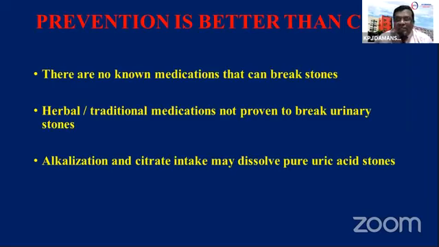Now, as far as current evidence is concerned, currently there are no known medications to break stones. None of it with an evidence base. Herbal and traditional medicines have not been proven to break urinary stones. There are many medicines that have been used in the market. Some of them are Rovitanax, Cystone, and various products. There's no robust evidence which states that stones can be broken.